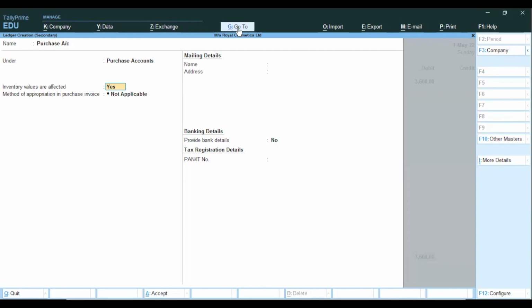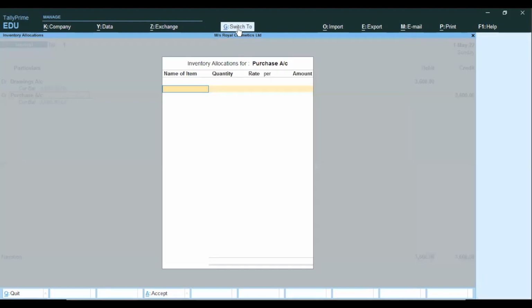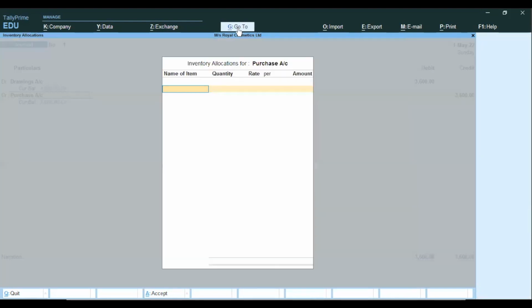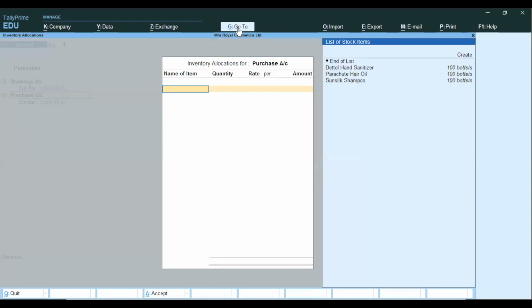Inventories values will get affected, yes. Rest of the things will be as it is. Press Ctrl A to save, and then after selecting the purchase ledger, it opens the second window where we need to give allocation of the inventory. So press spacebar for the list. So that we have that proprietor taken away hair oil 20 bottles.